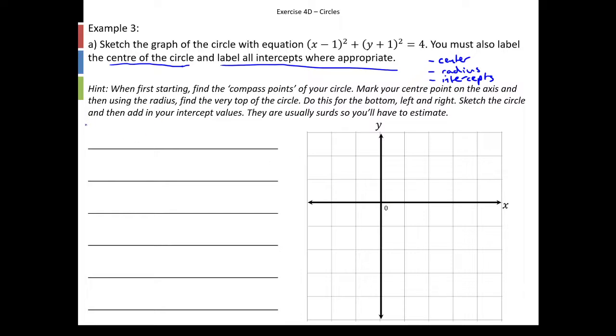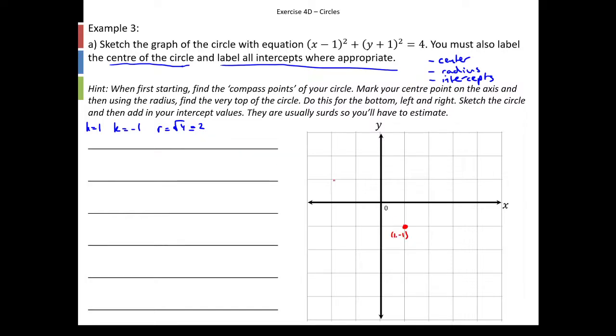So let's have a go. Straight off the bat, we get h equals 1, k equals negative 1, and radius equals the square root of 4, which is equal to 2. So we get to sketch in our center point. I'm going to put that as a big red dot. Go across 1, down 1. There's my center point. Sketch that in. Now I may as well label it quickly: (1, negative 1).